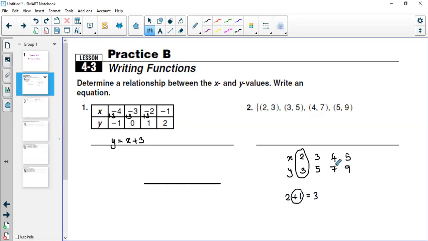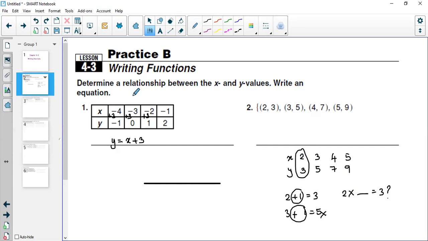But this rule should be true for all the numbers. Let's check. 3 plus 1, would that give you a 5? No, it won't. So that means this rule of adding 1 will not work here. So if addition doesn't work, try with multiplication. Is there anything we could multiply 2 by and get 3? There is no such number.